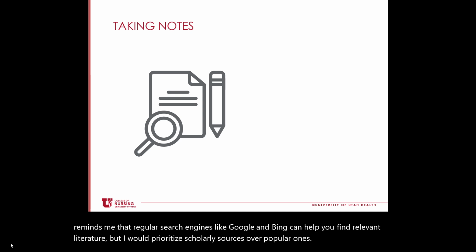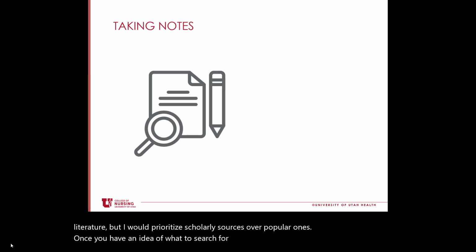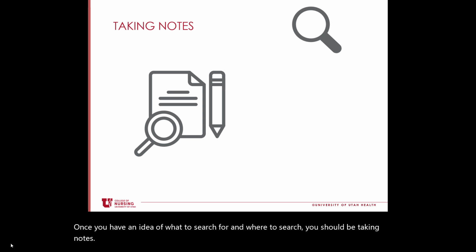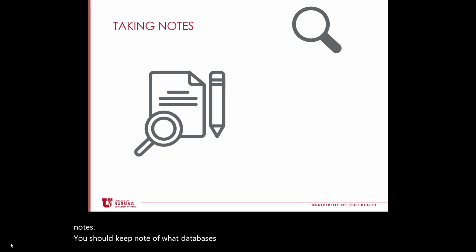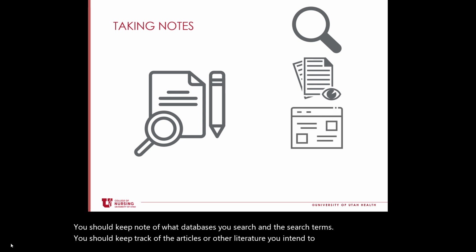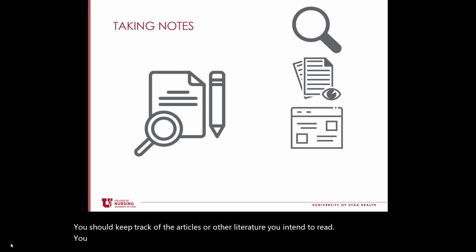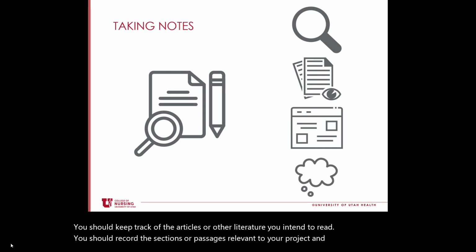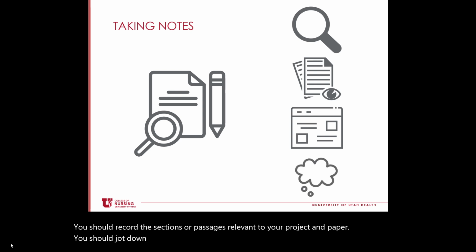Once you have an idea of what to search for and where to search, you should be taking notes. You should keep note of what databases you search and the search terms. You should keep track of the articles or other literature you intend to read. You should record the sections or passages relevant to your project and paper. You should jot down ideas of what would be good to write.